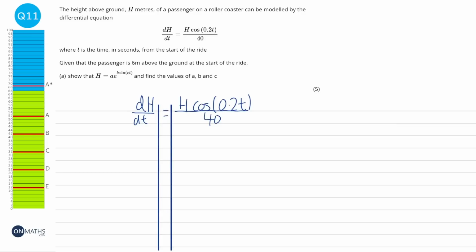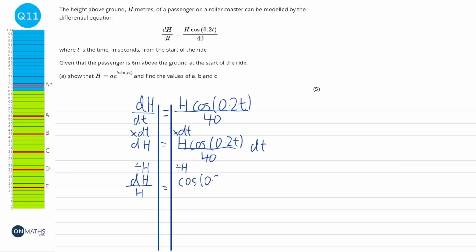So what I want to do is try and get the h all on the same side, and so I want dh over h really. So we're going to times both sides by dt. So we've got dh equals h cos 0.2t over 40 dt, and then we're going to divide both sides by h. So we've got dh over h equals cos 0.2t over 40 dt.